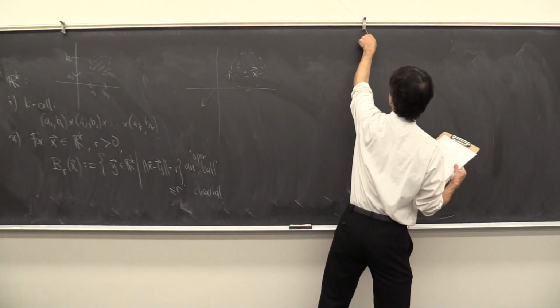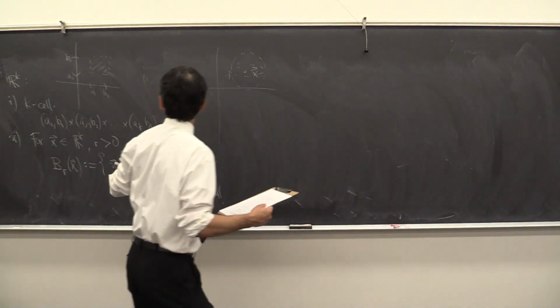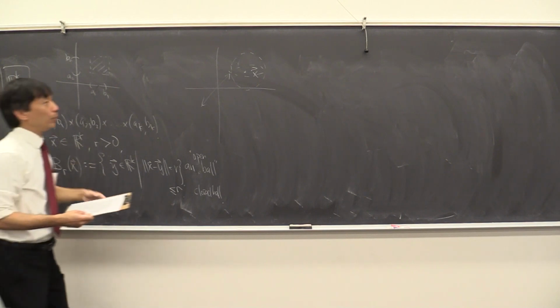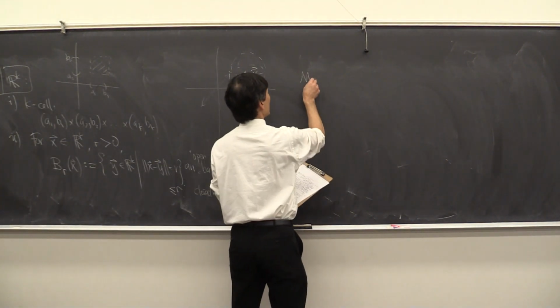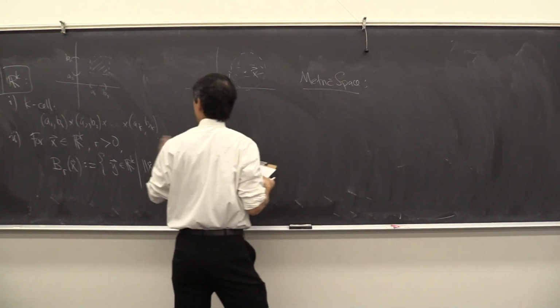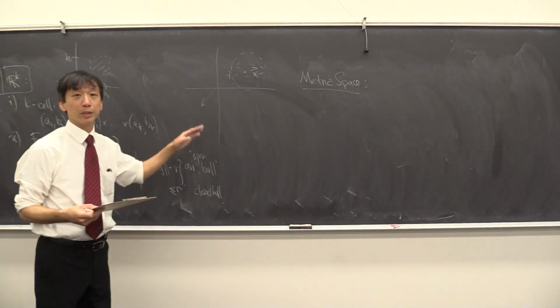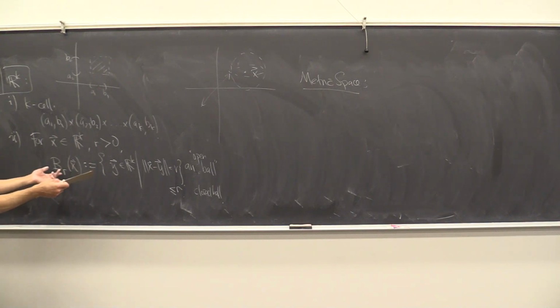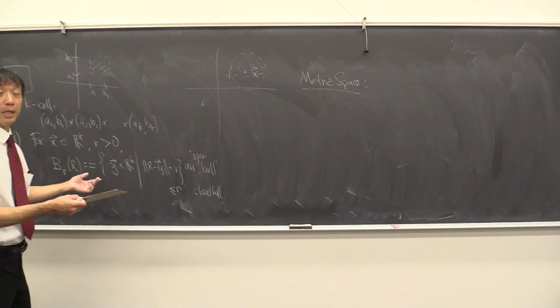So those are ideas in Euclidean space, which is one of the examples of a metric space. But in a general metric space, we're going to take those ideas and generalize them to metric spaces. It won't be exactly the same thing.